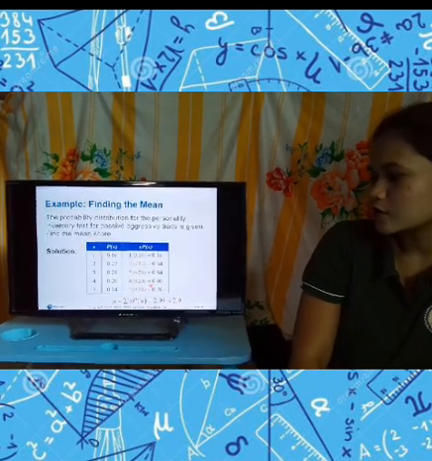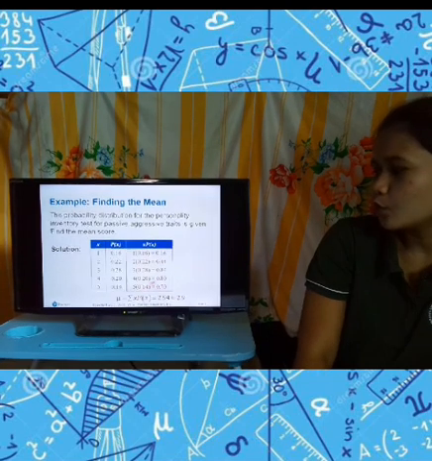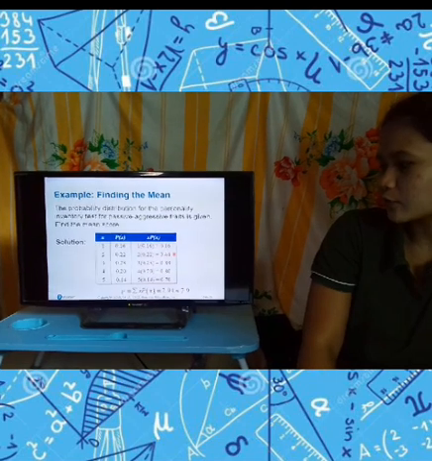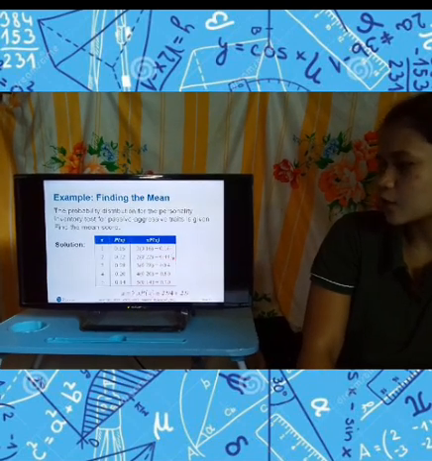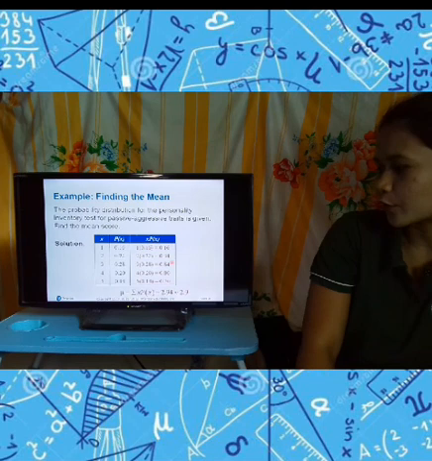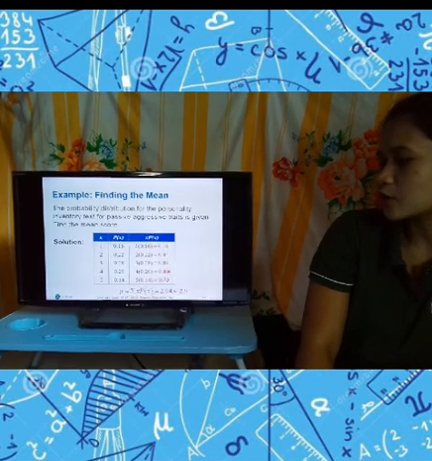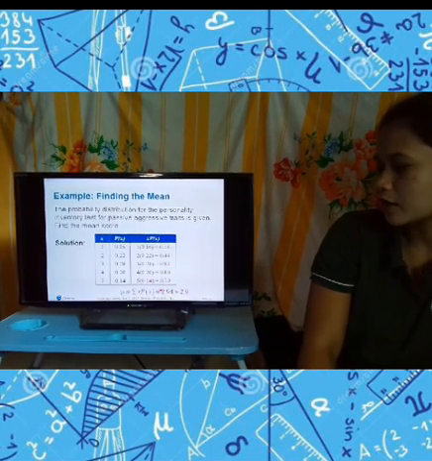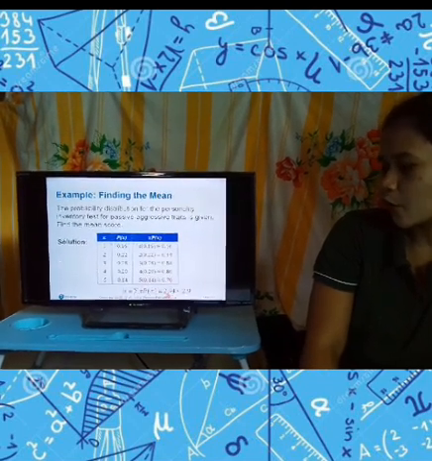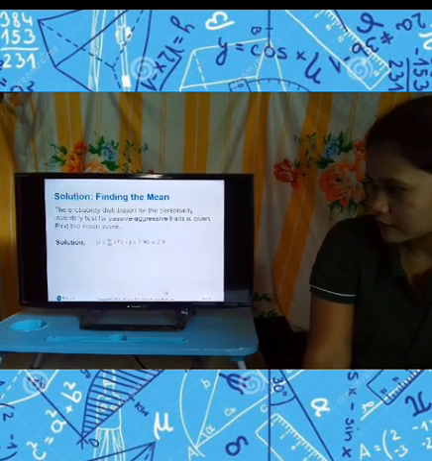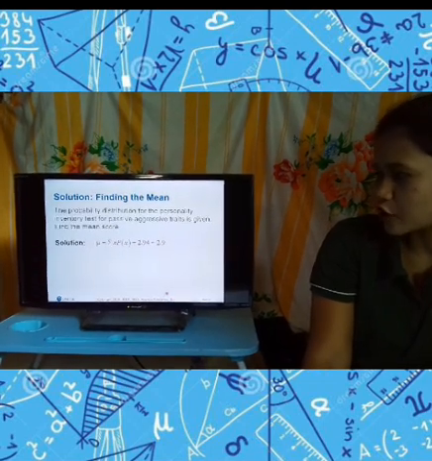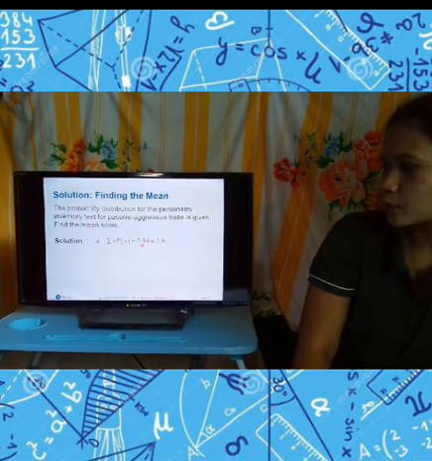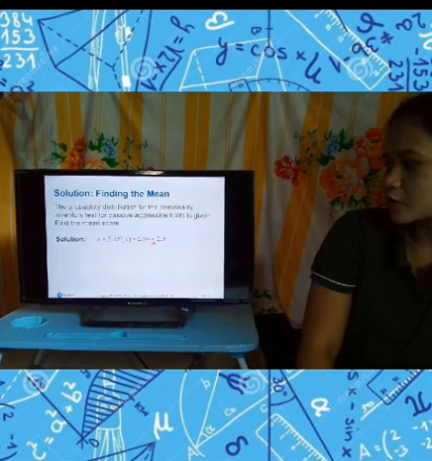So, using the formula for finding the mean, we will add these values. 0.16 plus 0.44 plus 0.84 plus 0.80 plus 0.70 is equal to 2.94, or approximately 2.9. So, this is our mean. Our mean is equal to the summation of x times P of x, which is equal to 2.94, or approximately 2.9.